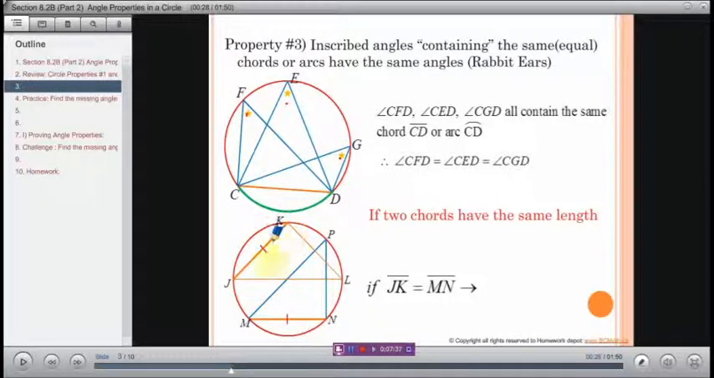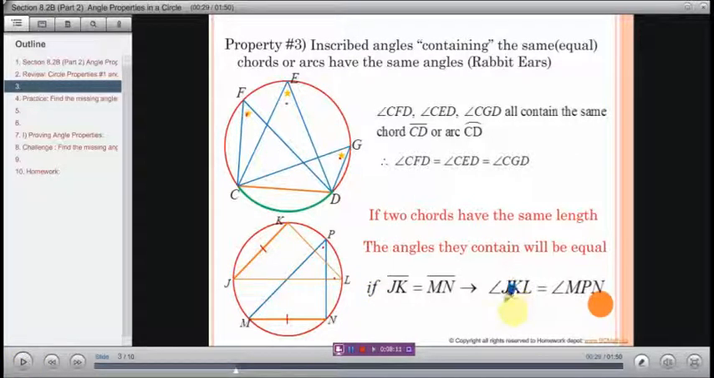And then here's this chord, JK. What angle comes from it? Angle L, the angle directly opposite from it. Okay, so what do you know about that angle and that angle? What do you think the rule is going to be? The angles will also be equal. So this angle, MPN, and KLJ are going to be equal.